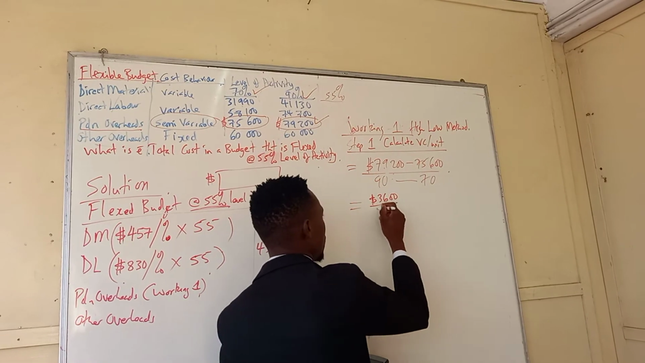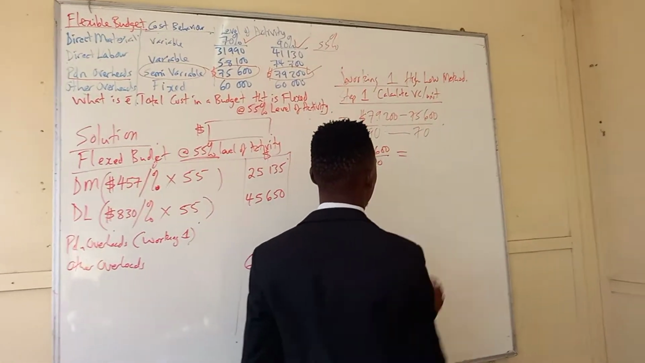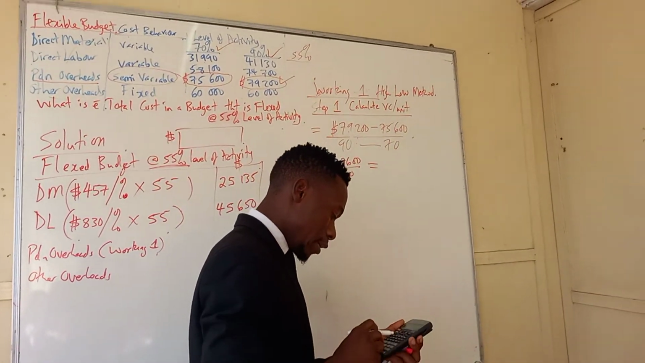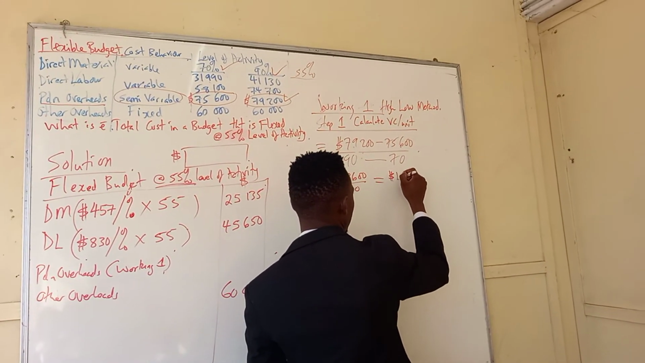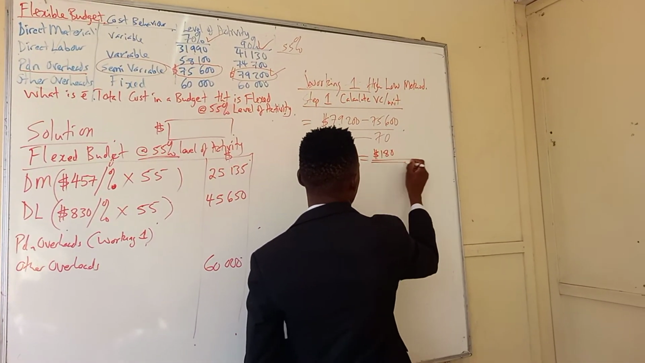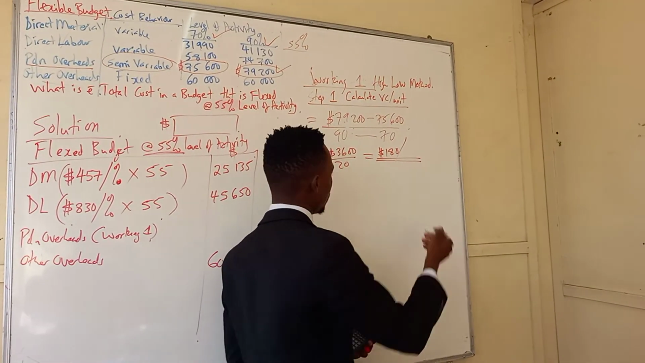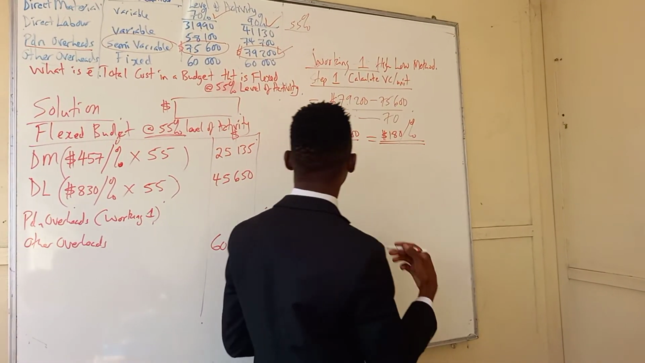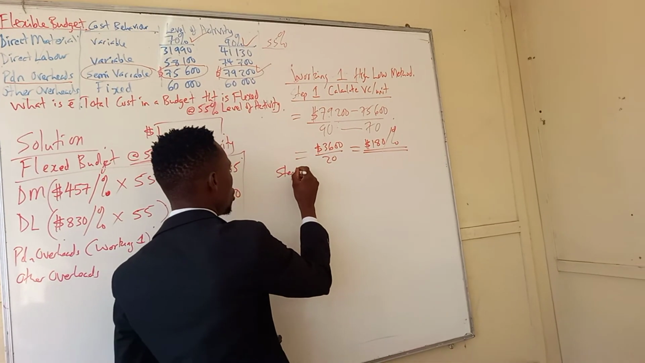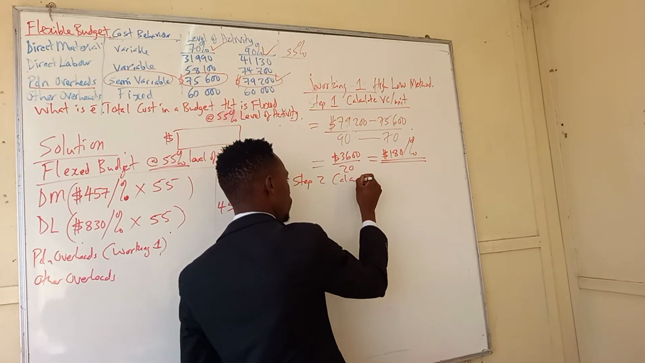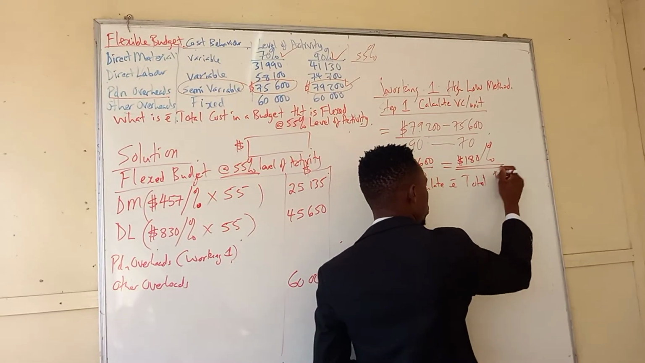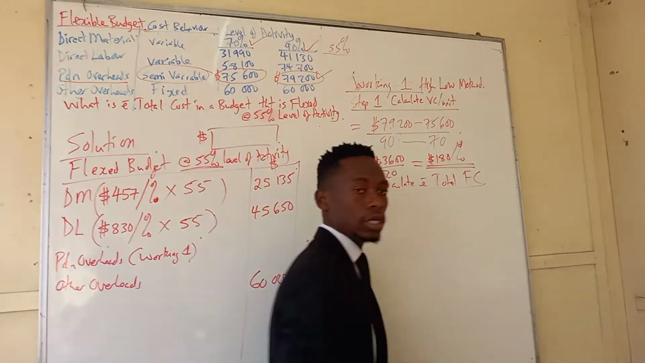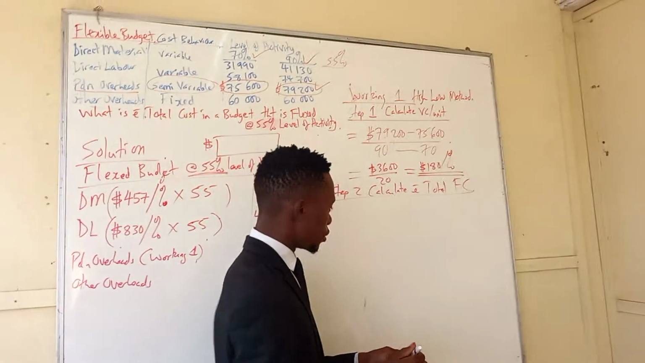Over. If I deduct, I'm getting 20. So 3.6 over 20, you get 180. This is 180. This is per what? They just say per percent. Right, step two, you then calculate what? The total FC. FC representing the fixed cost.